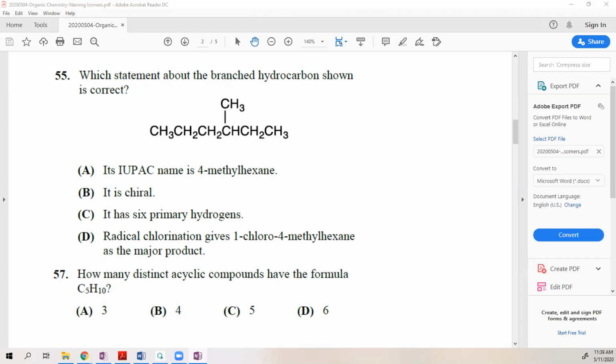All right. So let's go ahead and start with this number 55. Which statement about the branched hydrocarbon is correct? And you can go ahead and begin.